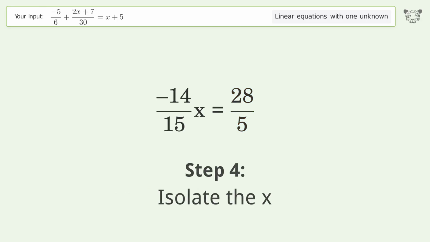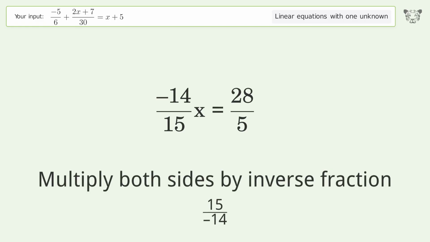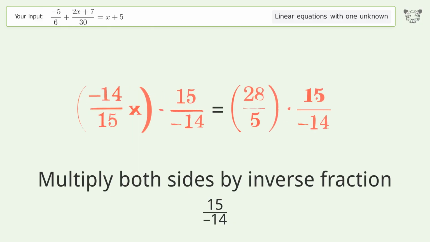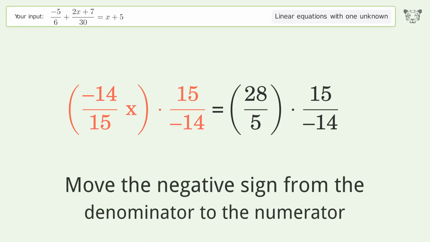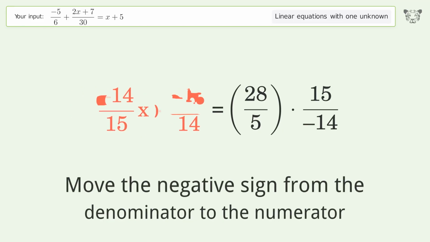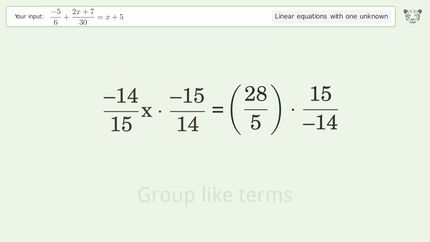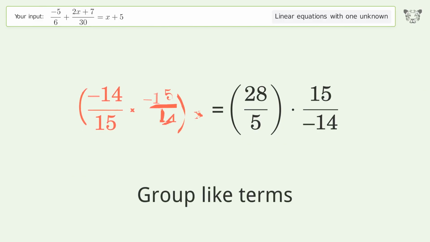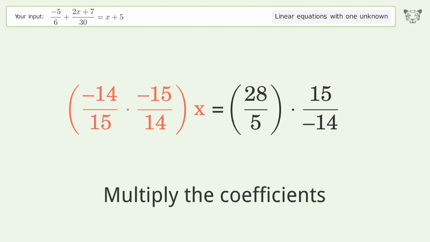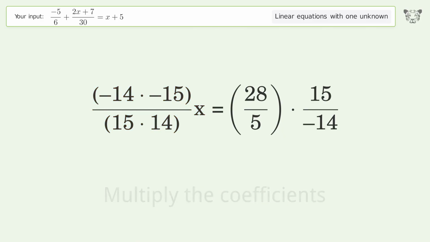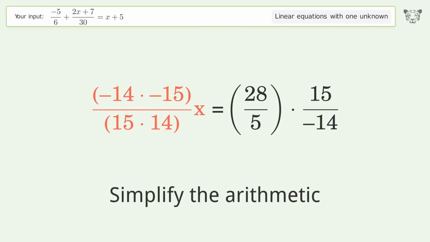Isolate the x. Multiply both sides by inverse fraction 15/-14. Move the negative sign from the denominator to the numerator. Group like terms. Multiply the coefficients. Simplify the arithmetic.